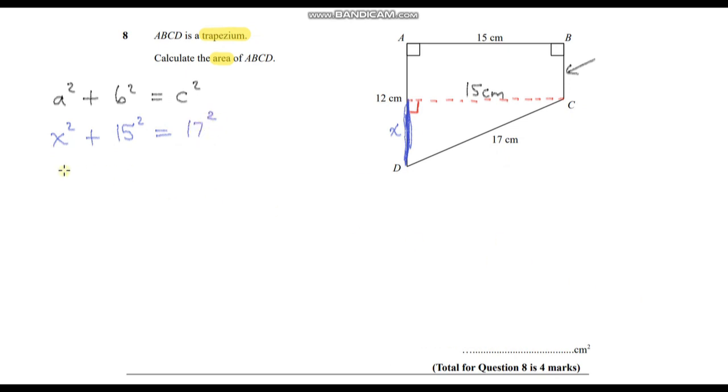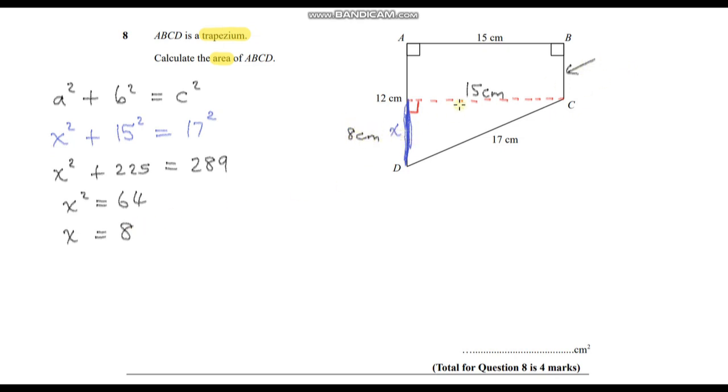So let's just work out what they are. 15 squared is 225, and 17 squared is 289. So if we take away 225 from both sides, we get x squared is equal to 64. And now if we square root both sides, we get x is equal to plus or minus 8, but we can't have minus 8 for a length, so it's going to be 8. So x is 8 centimeters.